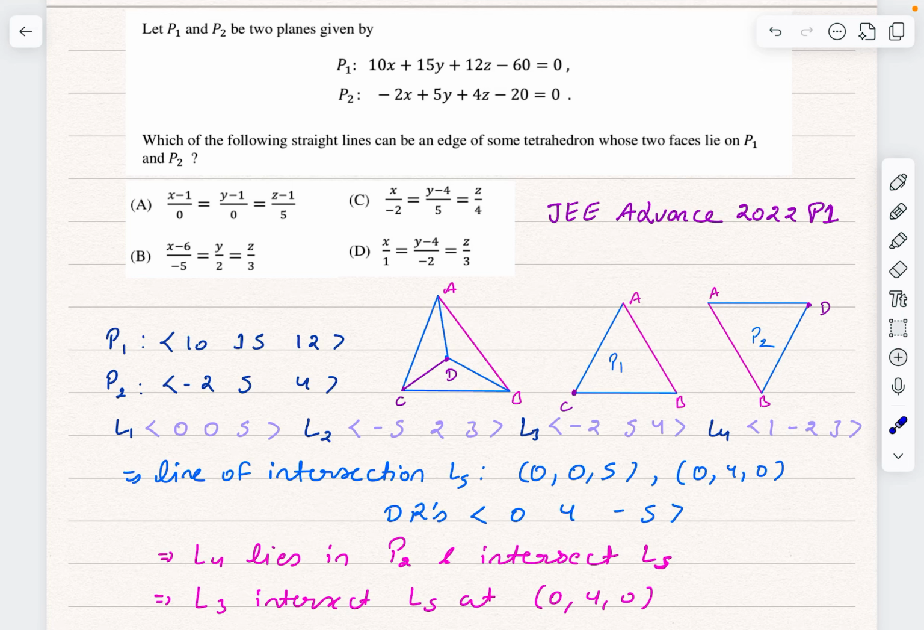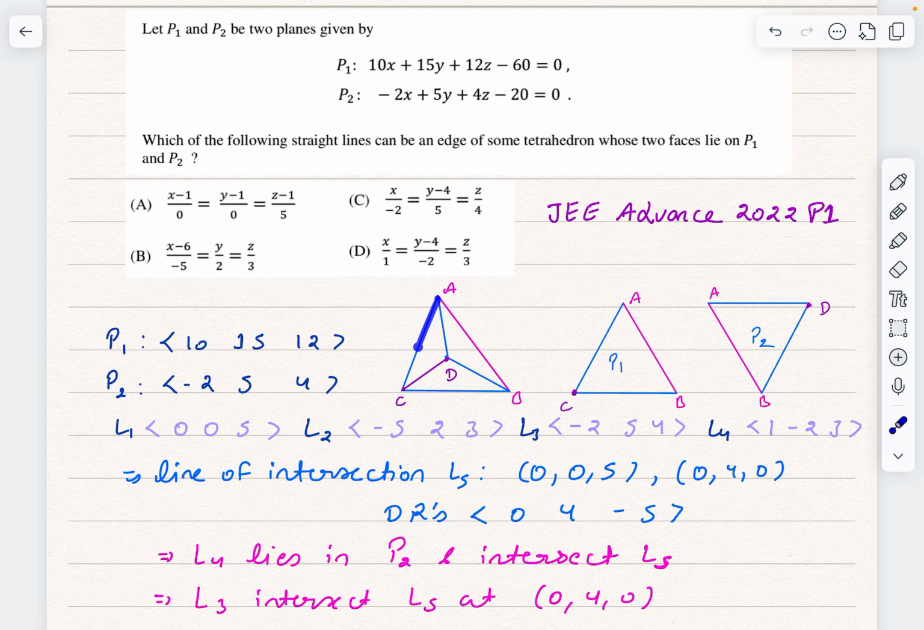Hello guys, let us start discussion of this JEE Advanced 2022 Paper 1 3D problem in which they have given two planes P1, P2 and asking which of the following straight lines can be an edge of some tetrahedron whose two faces lie on P1 and P2.